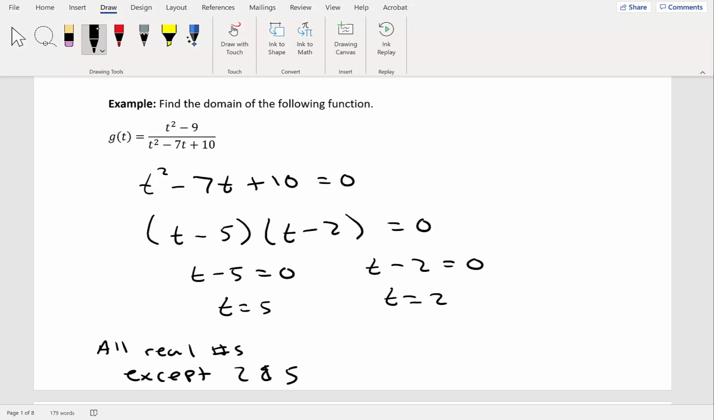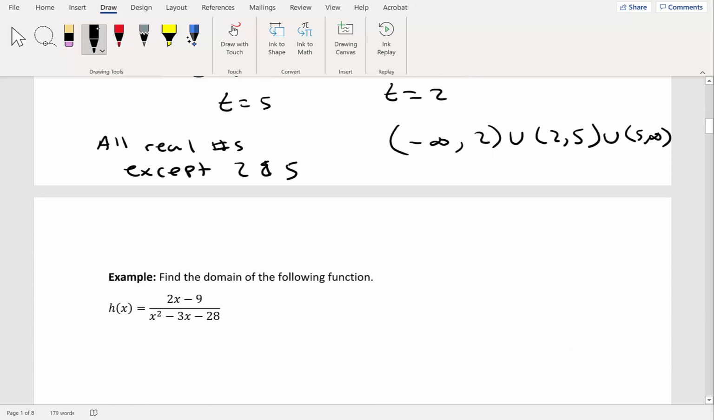Another way that you could write out all real numbers except 2 and 5 is by using interval notation. It would be from -infinity to 2, then parentheses, then union from 2 to 5. This is going to capture all the numbers between 2 and 5. Then union, and then from 5 to infinity. And that'll be our domain in interval notation. That's everything except 2 and 5.